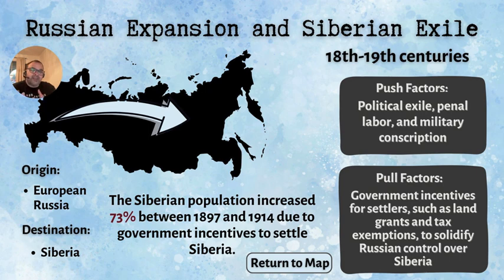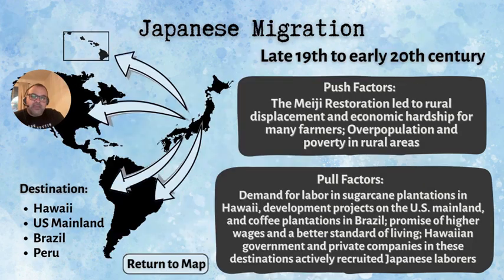The population between 1897 and 1914, we're talking about right around the time of World War I, increased in just a short period of time. You're looking at 17 years, right? The population increased 73% due to those incentive programs to motivate people to go.